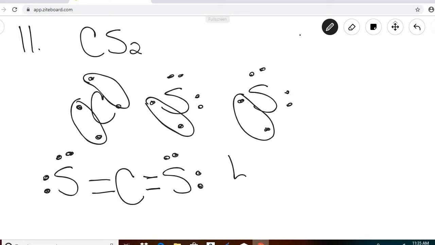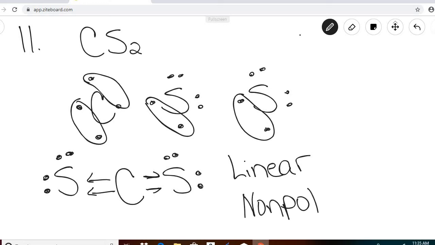So this shape is linear. And the sulfurs will pull on those electrons more than the carbon, but because you get a pull on both sides, it would be a non-polar molecule. Okay, that is number 11.